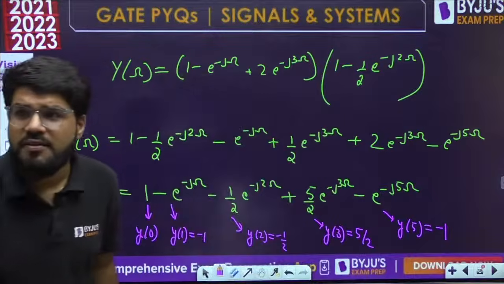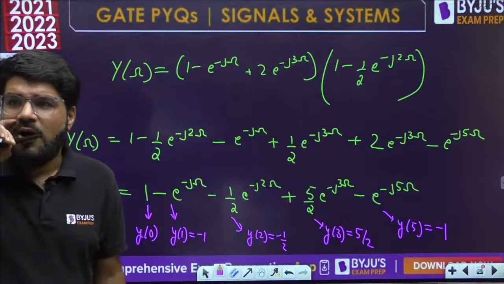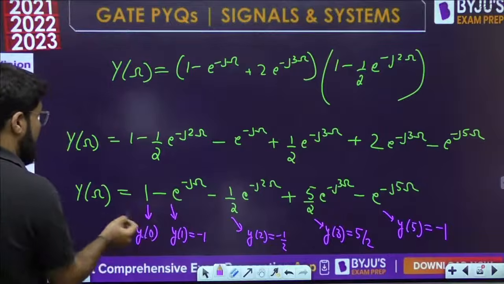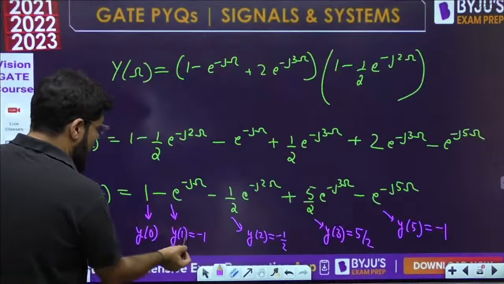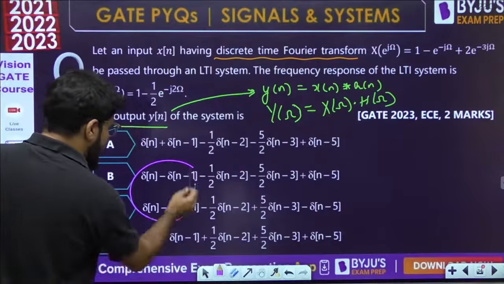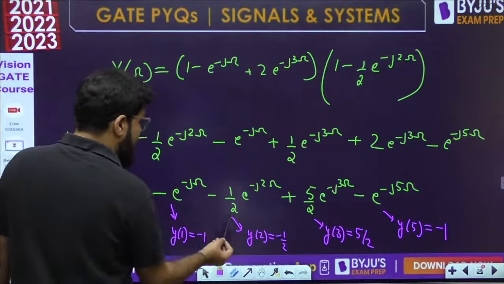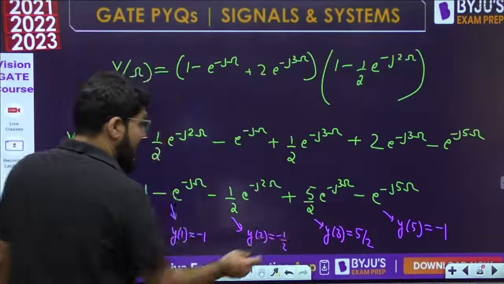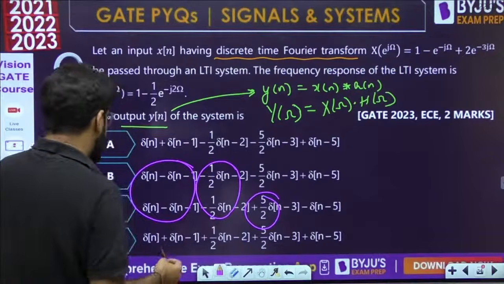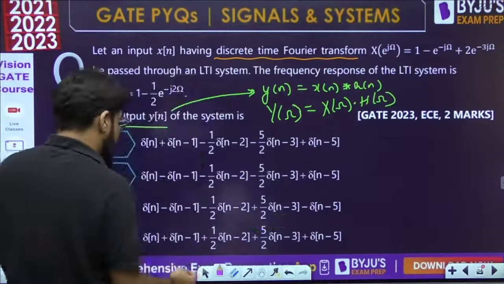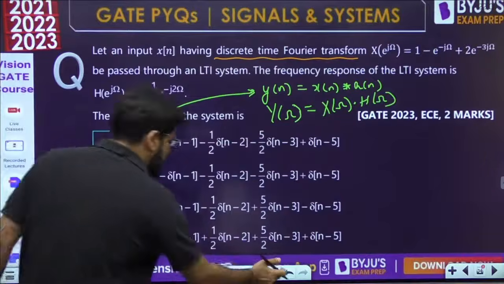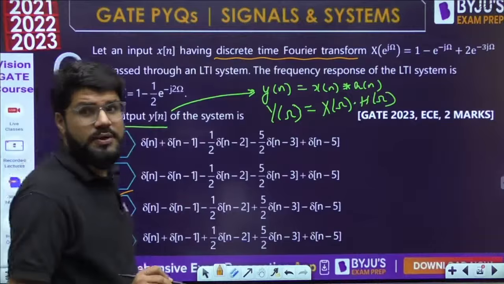The options are written in the form of impulses. So what can you check? y0 is 1, so it should start with delta n, minus delta n minus 1. Delta n minus delta n minus 1, next minus half delta n minus 2. Perfect. Next plus 5 by 2. That is going to be option number C. With this, I am able to match my answer, and the answer is C.